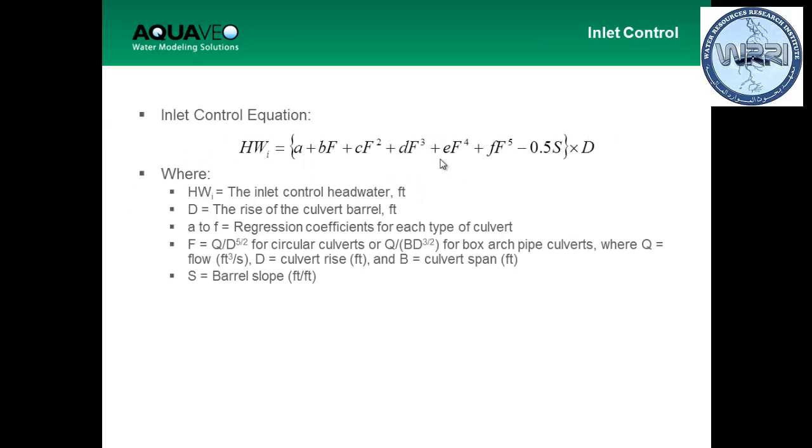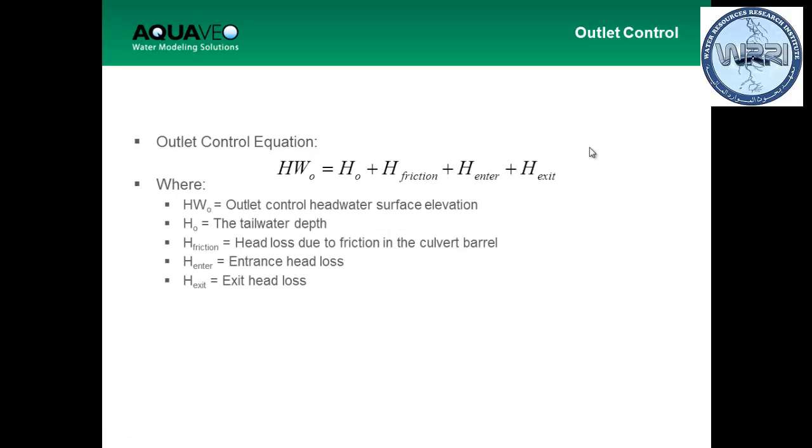That's done if necessary. So this is the inlet control equation that's used in HY8. HY8 uses what is called a fifth order polynomial, and it's fit to a curve that we use. And so we define these coefficients, or these are defined in HY8, and HY8 computes the headwater for the different flow rates, depending on the slope and the culvert rise. This D is the culvert rise. This is how HY8 computes outlet control. So the headwater at the outlet is equal to the tailwater depth, plus the friction loss, plus the entrance loss, plus the exit loss.